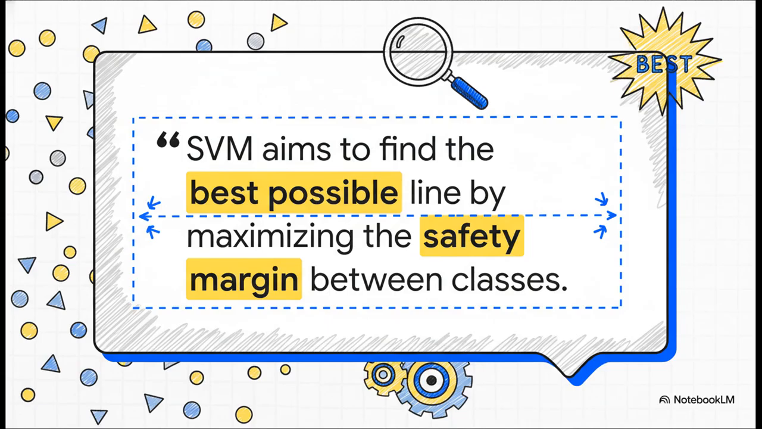I think this quote just nails the difference perfectly. Other algorithms might be happy finding just any line that gets the job done. An SVM is different. It's an optimizer. It is laser-focused on finding that single best possible line by making that safety margin as wide as it can be. It gives you the highest confidence in its decisions.